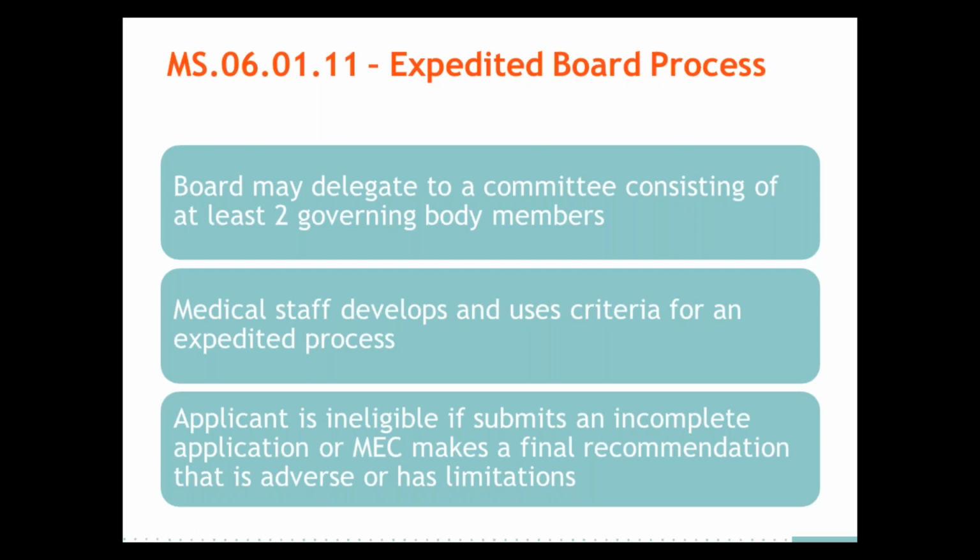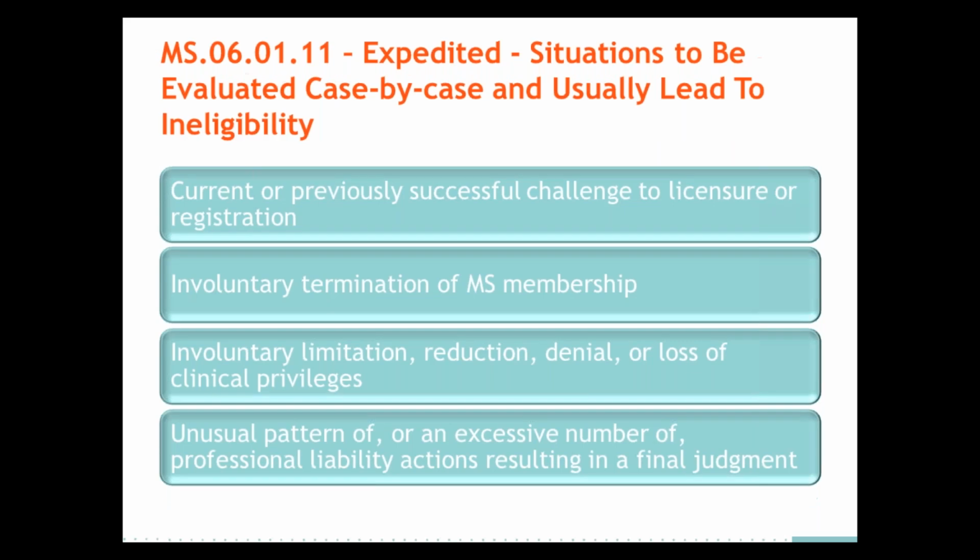So these people that are going to the expedited board processes are the slam dunk type people. These are the people that have a complete application, there's no problems identified with it, and the medical executive committee makes a positive recommendation to the board. So these are the ones that would be able to go through.